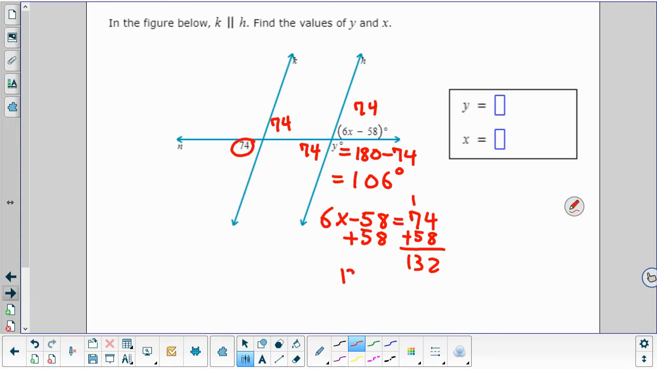So if I divide 132 by 6, I've got 2 times 6 is 12. We subtract and carry the 2. Oh, look at that. We end up with a value for x of 22 degrees. So x is 22, and we learned a little earlier that y is 106 degrees. Very nice. Okay, what about this example?